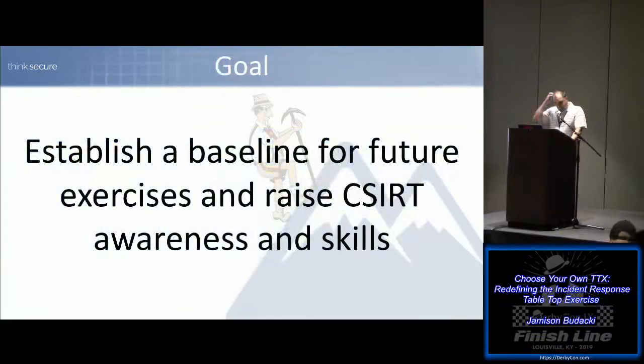So the first step after that is to establish a goal. Our goal was pretty basic. It was to create a baseline for future exercises, to raise the awareness of what CSERT is and what we do, as well as to test the skills of our employees.